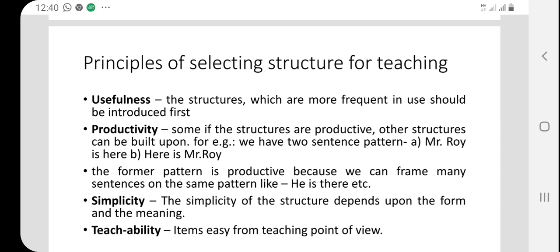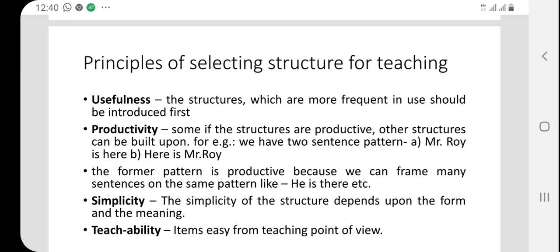First of all, you will use useful sentences, sentences that are very useful for the learners. The teacher must not engage the learners in very complicated or complex sentence structures, but in structures that are very useful, so that they get motivation to learn them because they need them and they are useful for them.